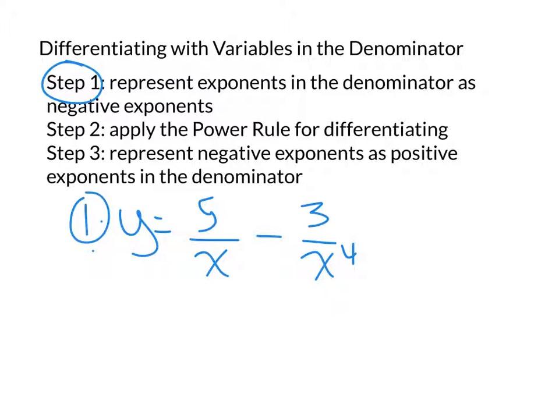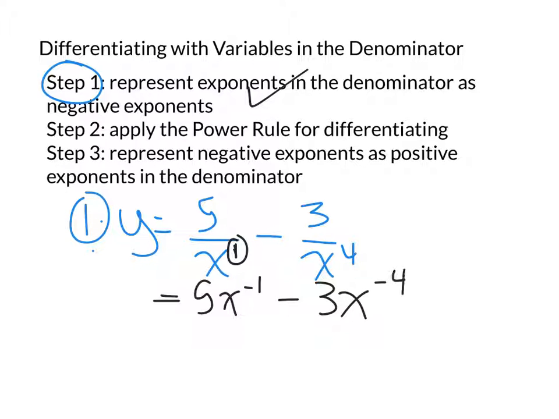Well, first thing we want to do, step 1 right here, is to write it with negative exponents. Well, the exponent on the bottom on that x is a 1. So I can rewrite that as 5x to the negative 1 minus 3x to the negative 4, right? Because, again, repeated division is shown as negative exponents. That's what y is. Now I have to figure out what the derivative or slope function is, y prime.